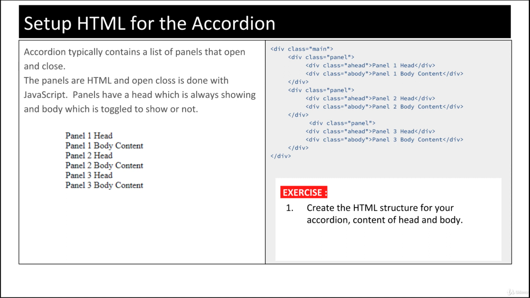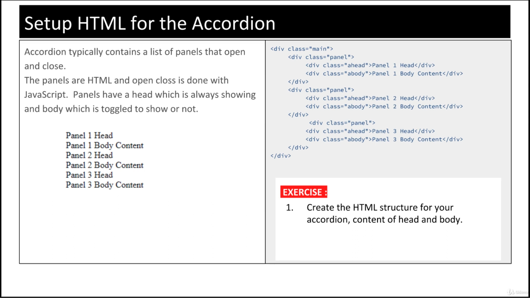Each panel will have a head and as well a body. So I've given a class of head and a class of body, and this is where I'm going to host the content, and these are the ones that are going to open up when you click the head. It's going to show the body content. So you can go ahead and add your own, or you could do the same ones that I'm doing. I'll walk you through how to set this up.